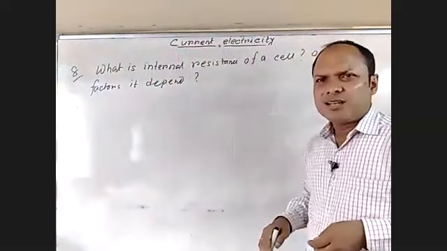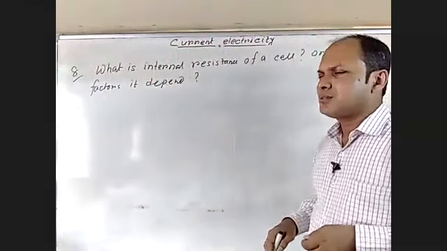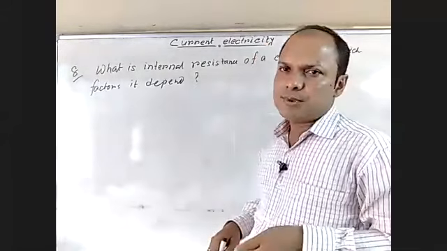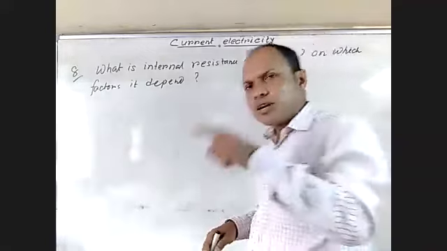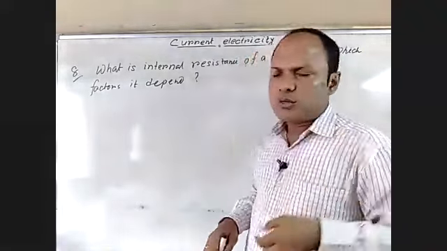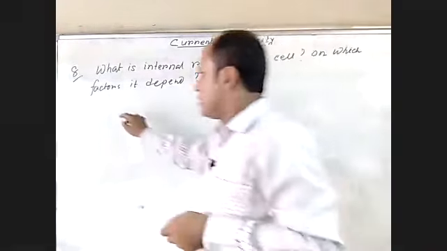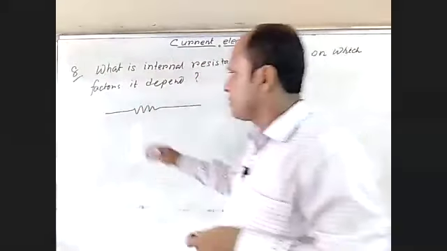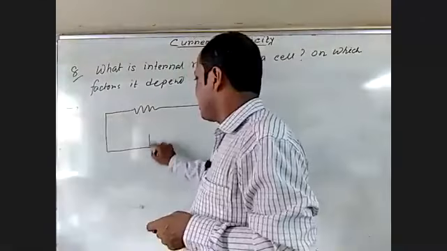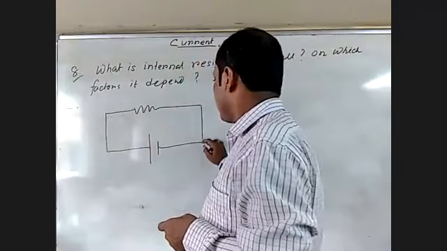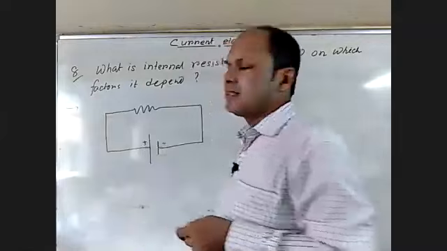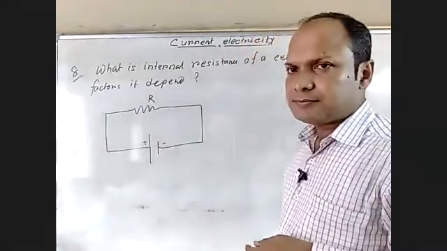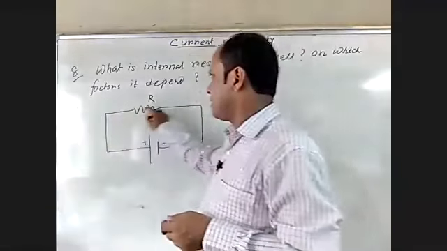Say any kind of cell, it should have two electrodes, cathode and anode. So current is flowing from one electrode to another one. Now, say you have a resistance and you have a cell like this. Whenever current is flowing from the cell, the current will complete the path.